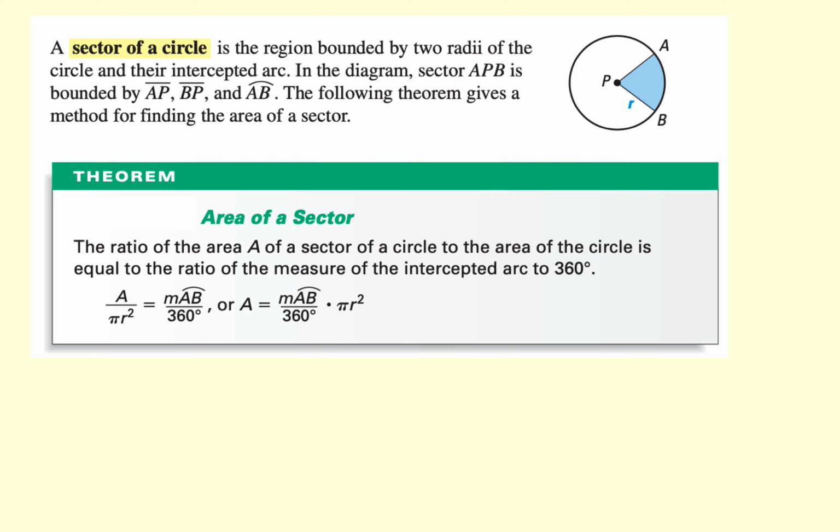So just think of a piece of pie. That's what a sector is. And a sector is very similar to an arc length. The ratio of the central angle to 360 degrees will be the same ratio as the area of the little sector all over the area of the whole circle. So very similar ratio situation, but now we're working with area.